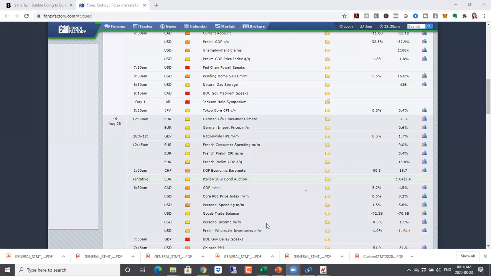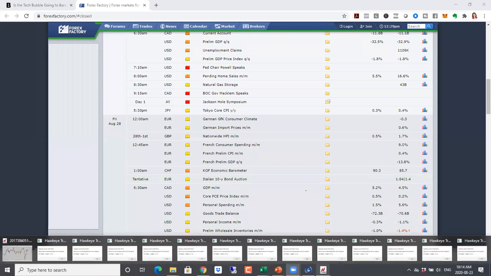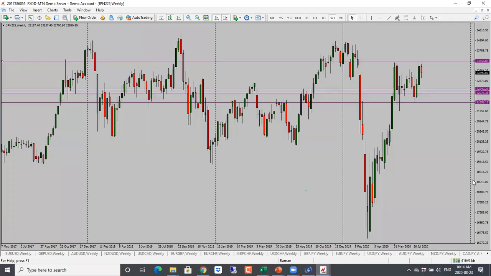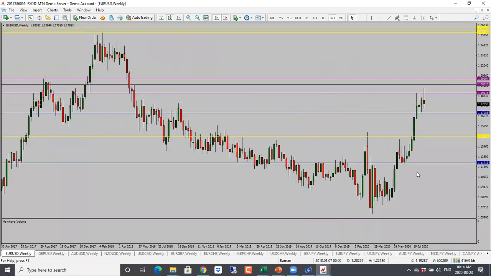All right, so let's go on to our charts here, and we will take a look at what's going on in terms of our actual charts. All right, so starting off with Euro US dollar here, a big pin in terms of Euro dollar. We see that price did try to break out of this resistance level, but it has come back down.